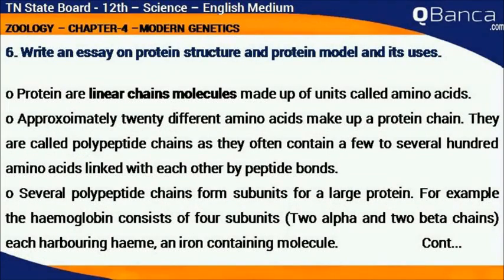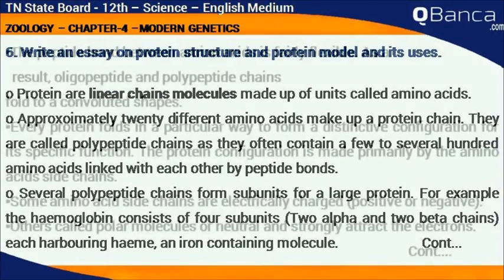Write an essay on protein structure and protein model and its uses. Proteins are linear chain molecules made up of units called amino acids. Approximately 20 different amino acids make up a protein chain. They are called polypeptide chains as they often contain a few to several hundred amino acids linked with each other by peptide bonds. Several peptide chains form subunits of a large protein. For example, the hemoglobin consists of four subunits, each harboring heme, an iron-containing molecule.